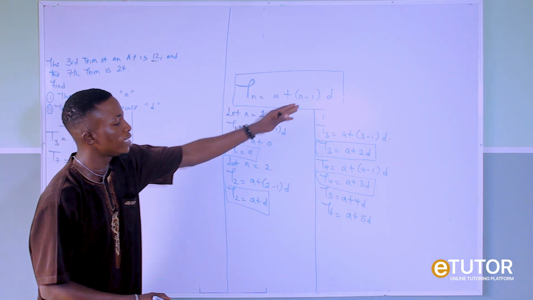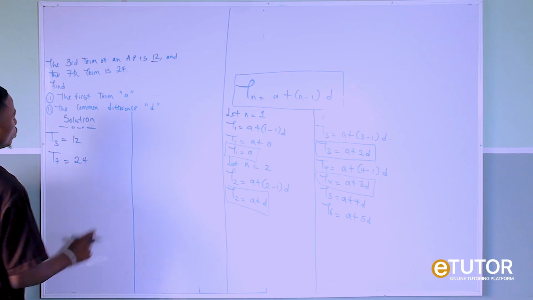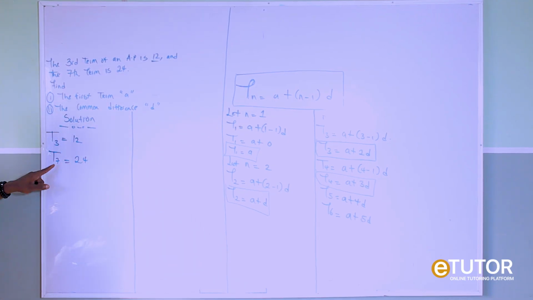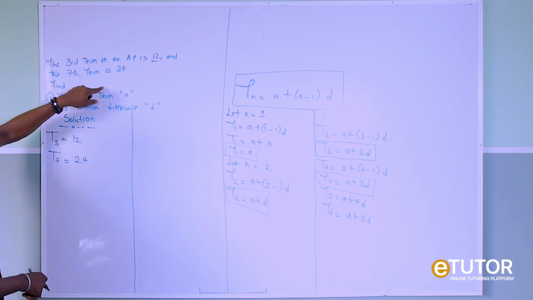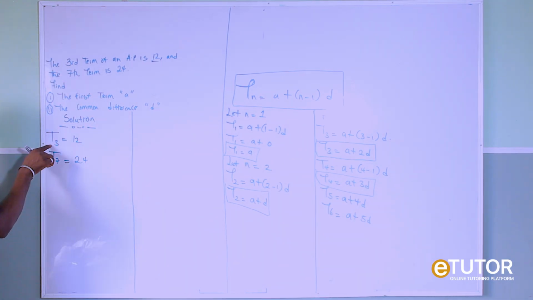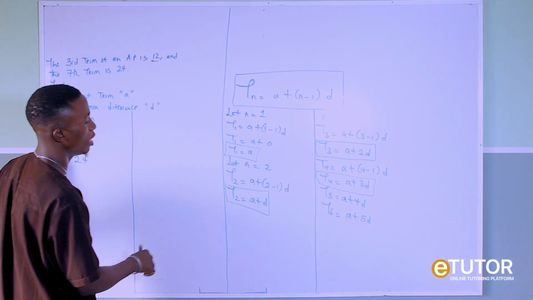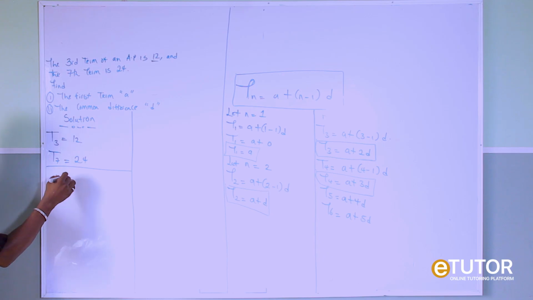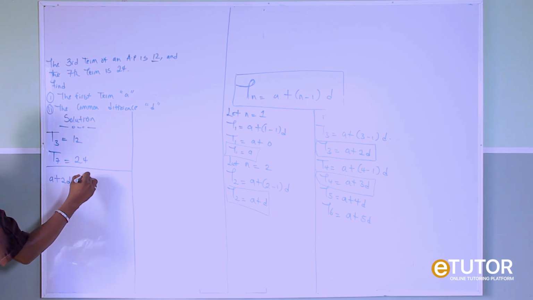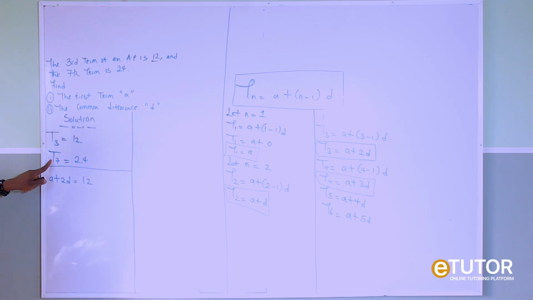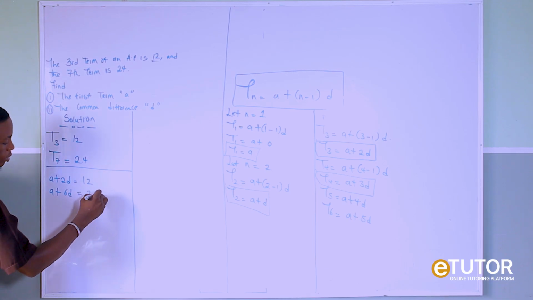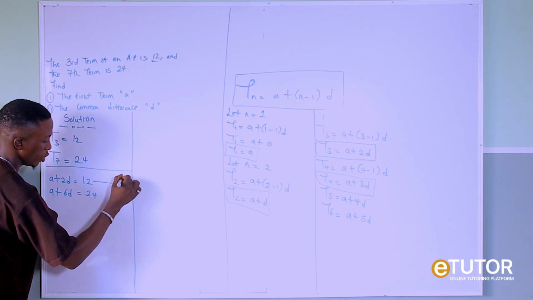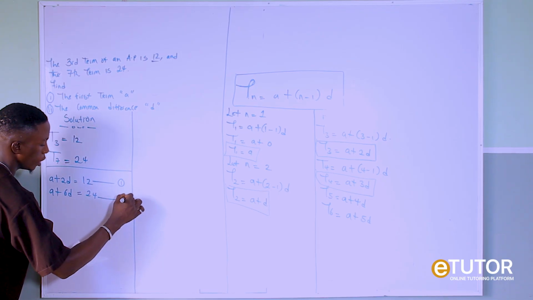With this knowledge, we can solve this question easily. They said the third term is 12 and the seventh term is 24. Find the first term and the common difference. What equation can we use? What's the equation of the third term? T3 here is a plus 2d, like we previously derived. So a plus 2d equals 12. Now the formula for the seventh term is a plus 6d, so a plus 6d equals 24. We have two equations. This is our equation 1, the first one, and this is the second equation.